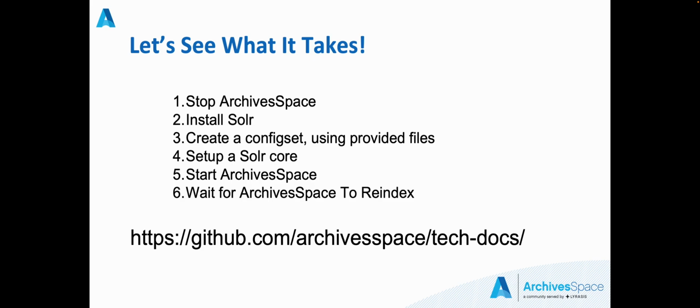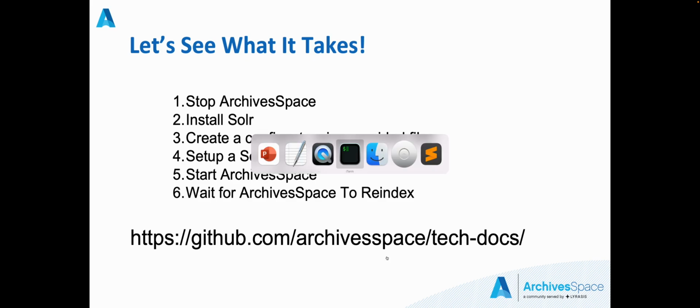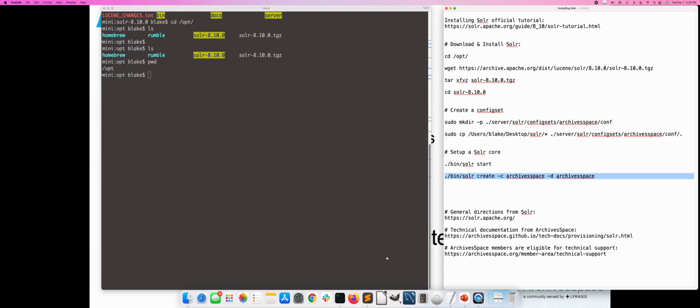If you're already running ArchivesSpace, you're going to need to make sure it's stopped. Then we're going to install Solr. We're going to create a config set using the provided files. We're going to set up a Solr core, and then it'll be time to start ArchivesSpace. And then, of course, you just have to wait for your ArchivesSpace to reindex. So let's go ahead and give that a shot here.